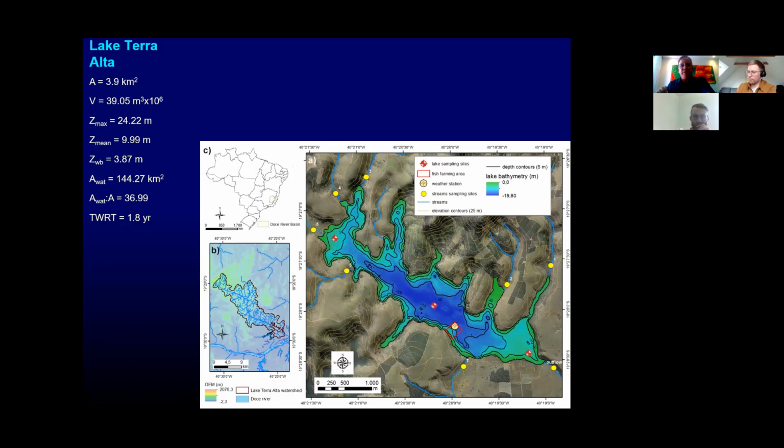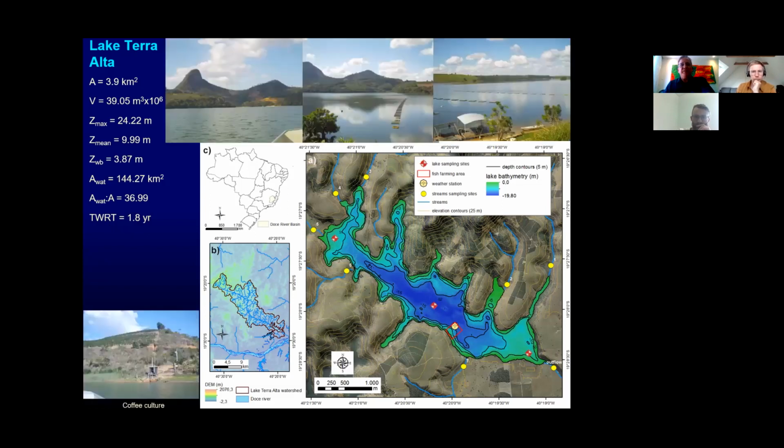So the flushing time is quite a bit faster, and this could create a higher carrying capacity for fish farming compared to the other lakes. Just to give an idea, I'm showing a little bit of some perspective of the lake. We have a change in the geomorphology: sedimentary rocks in the lower part of the lake and granite rocks in the upper part of the lake. Here we can see the fish tanks floating at the surface of the lake and intensive agriculture with coffee plantation. Actually, not the best management practices, with high rates of soil erosion.